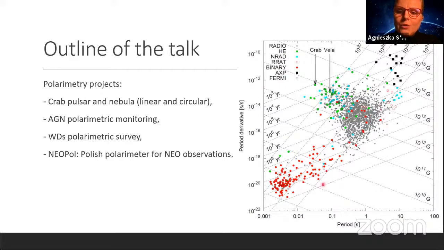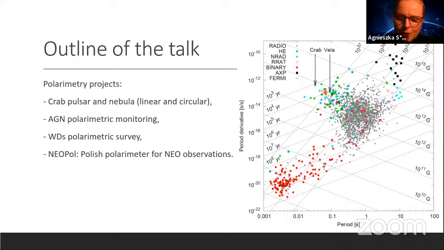And as you can see here on this so-called HR diagram for pulsars, the diagram that shows the period derivative as a function of period, you have the classical pulsars located in the center of this plot, and here you have the recycled pulsars, most of which are in binary systems. So we are interested in the young and energetic ones because we hope that you can see them in optical.